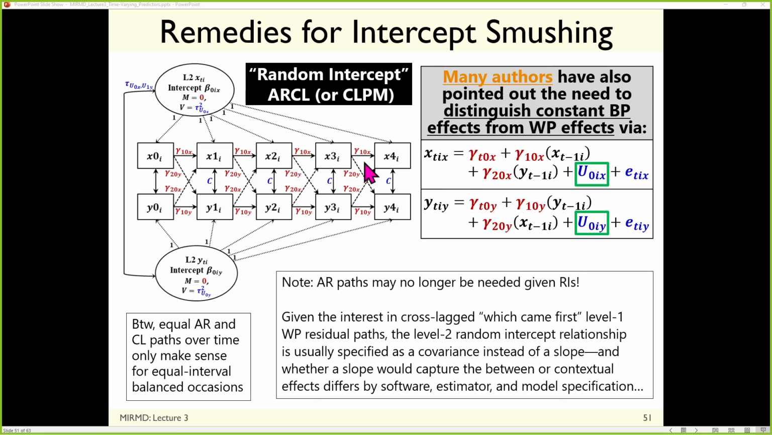So I'd also mention that these autoregressive paths may not be necessary anymore. It's kind of a default that they get included, but they may not be needed because you already are controlling for sort of the constant person variance via these random intercepts.